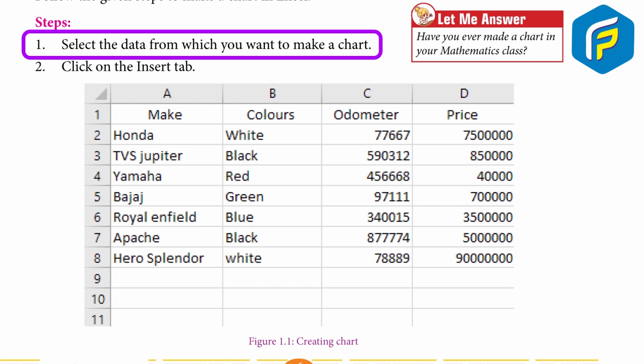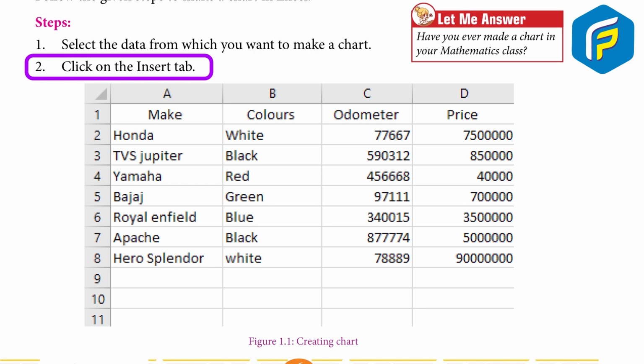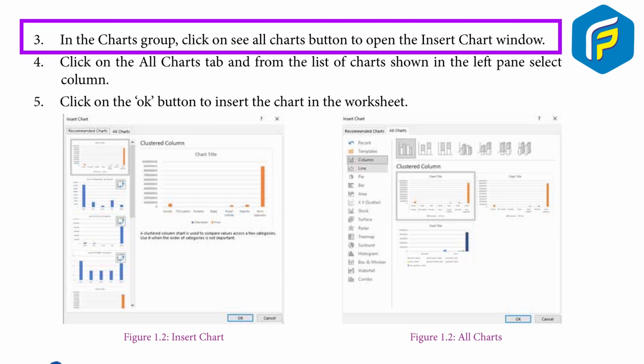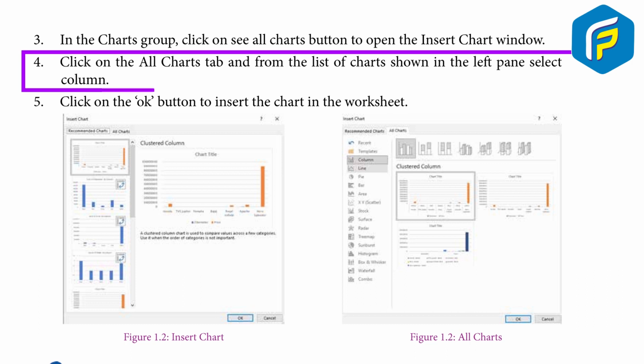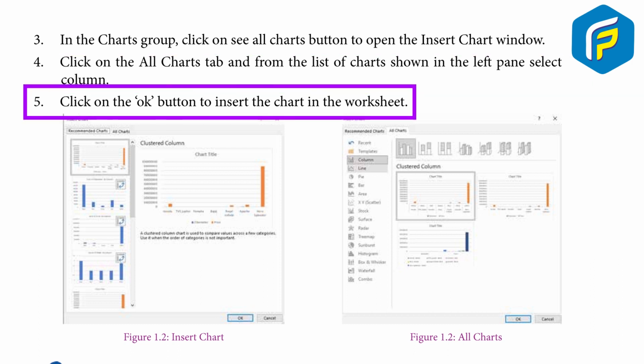1. Select the data from which you want to make a chart. 2. Click on the Insert tab. 3. In the Charts group, click on the See All Charts button to open the Insert Chart window. 4. Click on the All Charts tab and from the list of charts shown in the left pane, select Column. 5. Click on the OK button to insert the chart in the worksheet.